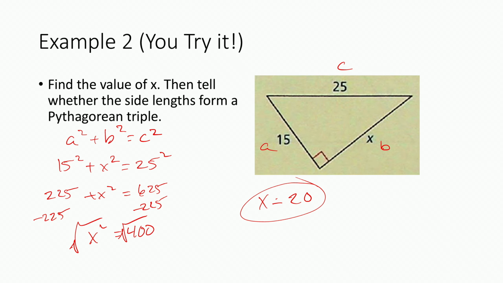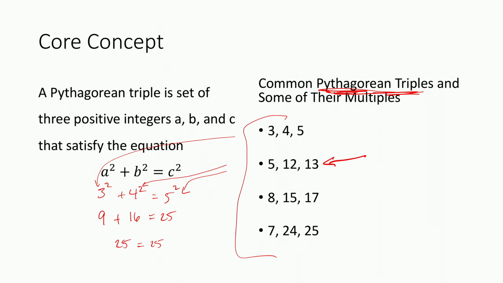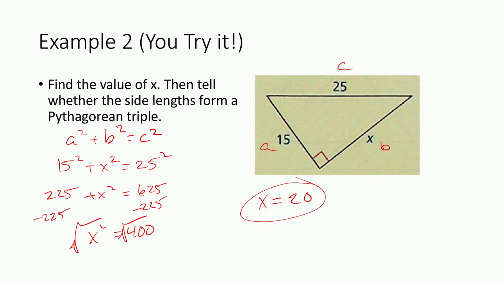So there's our x. Now these numbers don't look like they could be a Pythagorean triple. Remember, these are the ones that we started with: 3, 4, 5, 5, 12, 13, 8, 15, 17, 7, 24, 25. However, if you notice, they all have a common factor, a greatest common factor. I'm going to write this next to the 3, 4, 5. It's supposed to be 20, not 25. Let me fix that: 15, 20, 25.